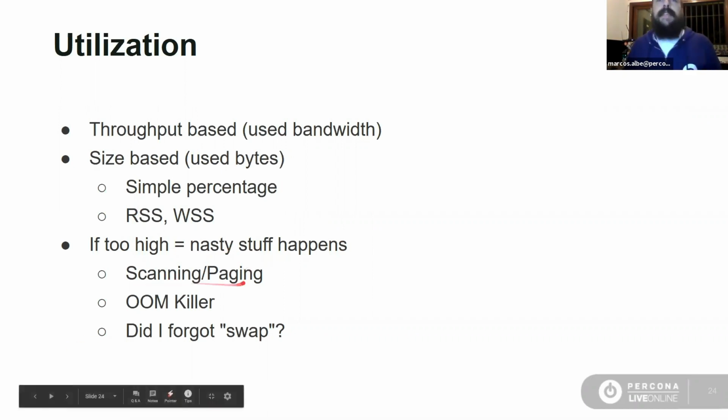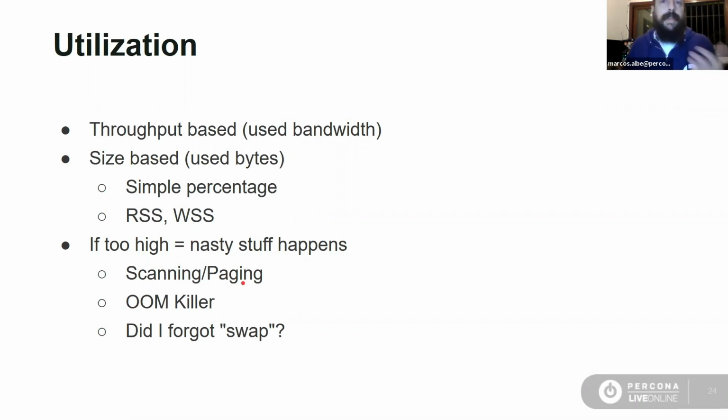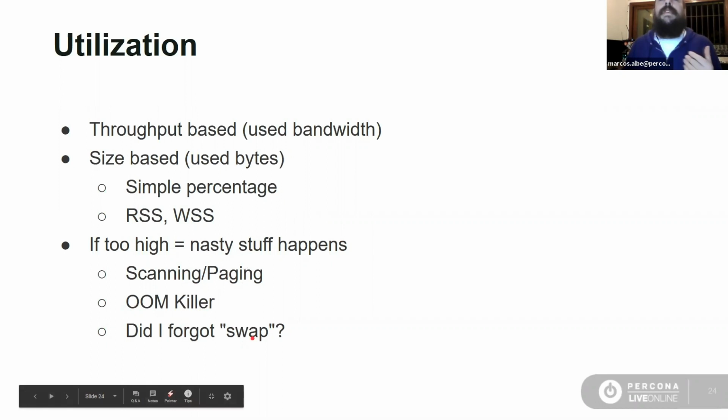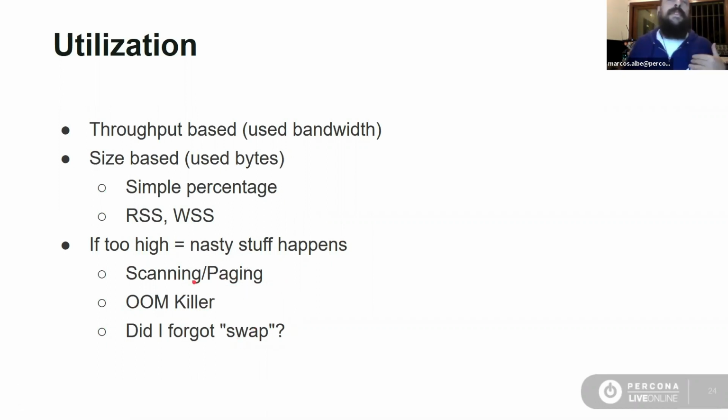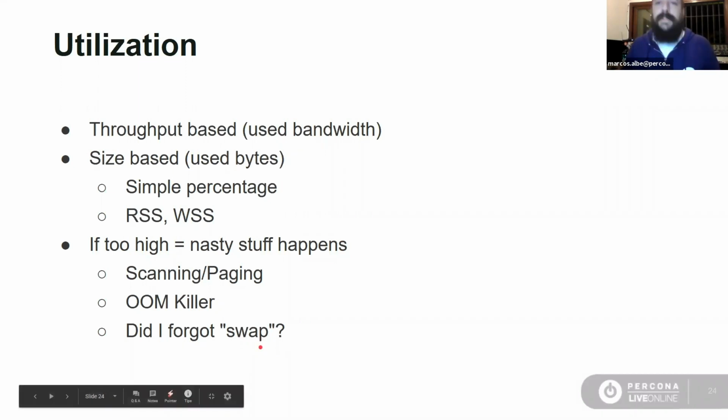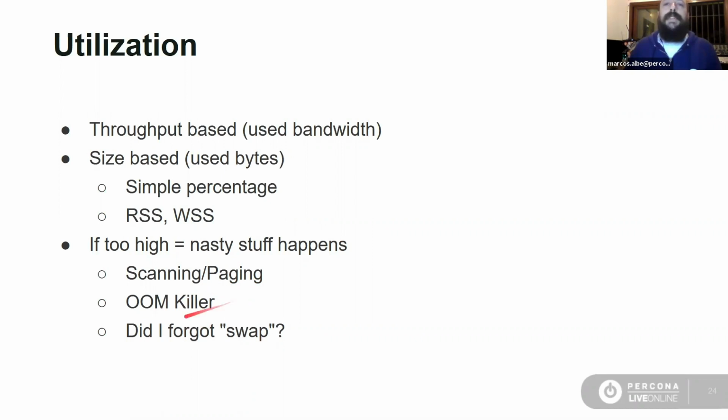We're going to see scanning and paging, which is going to slow down all our operations, and we might suffer the out-of-memory killer. And I didn't forget swapping. In Linux, there's no such thing as swapping. We only have paging, because we don't page out a full process, just a part of it. Swapping is like taking a full process out of memory. So I didn't forget swapping, I just mentioned paging. But again, we don't want utilization in either way to go too high.